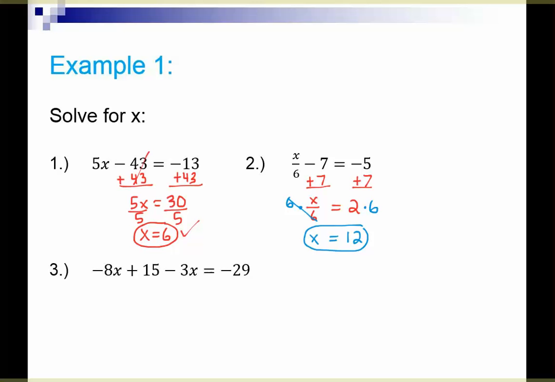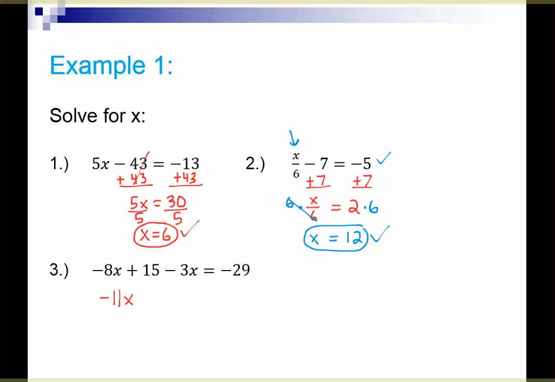If you come up here to the top, you plug in a 12 here. 12 divided by 6 is 2. 2 minus 7 is negative 5. So this guy is the right answer. All right, let's take a look at number 3. Now number 3 is a little bit more complex, but we have like terms to combine first. So notice that this negative 8x and the negative 3x, those are like terms. So I can go ahead and combine those. And when I combine those, I make negative 11x.